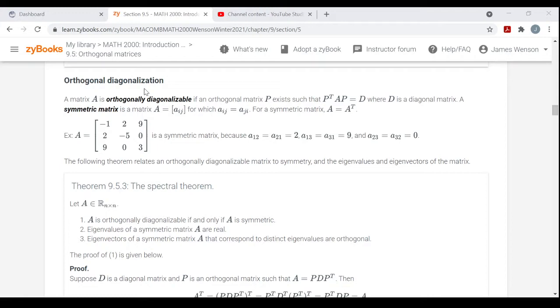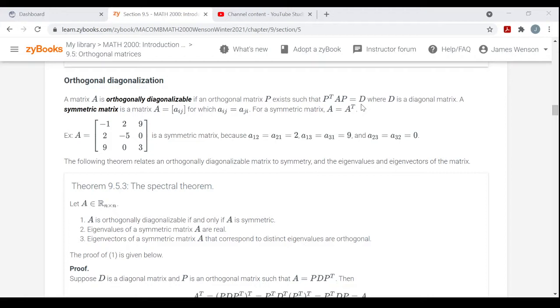And you can go back and hopefully brush up on diagonalizable matrices. Well, this is a similar concept, but a little deeper, a little further, called orthogonal diagonalization. All right. So a matrix A is orthogonally diagonalizable if an orthogonal matrix P exists such that P transpose, which would be the inverse of P if it's orthogonal, times A times P is equal to a diagonal matrix D.